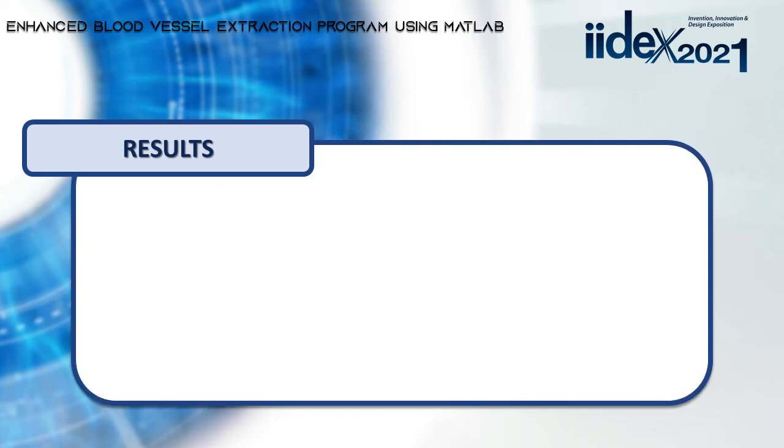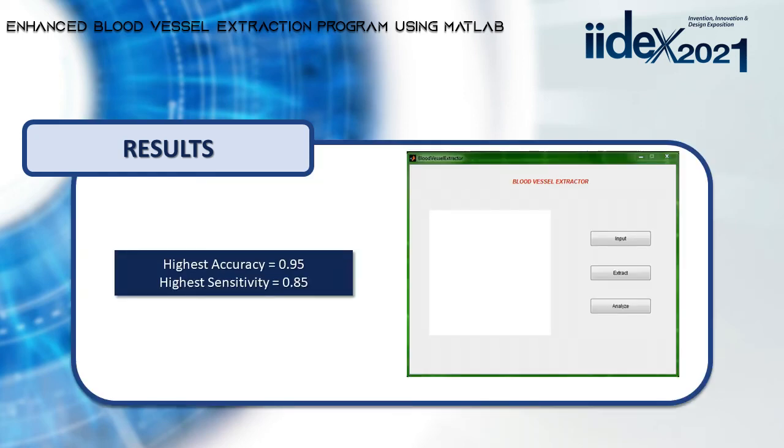The result of this project is the software of the blood vessel extractor as shown in the figure. The highest accuracy achieved is 0.95 and the sensitivity is 0.85.